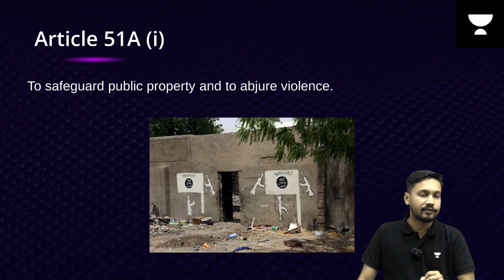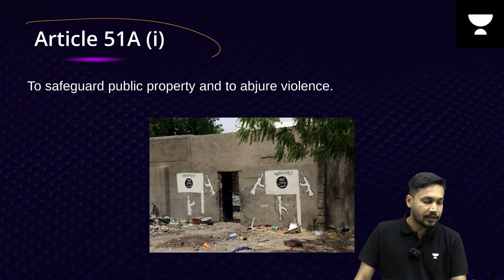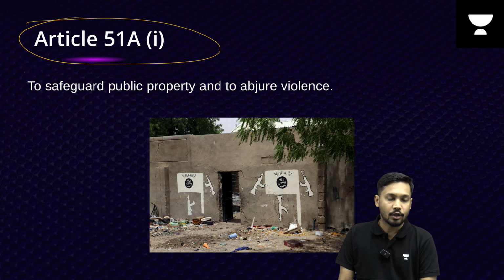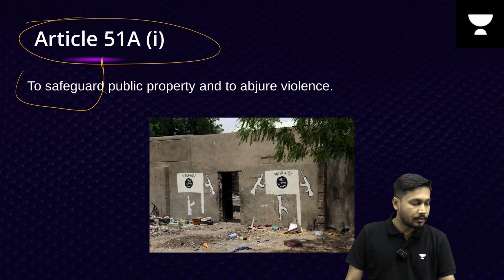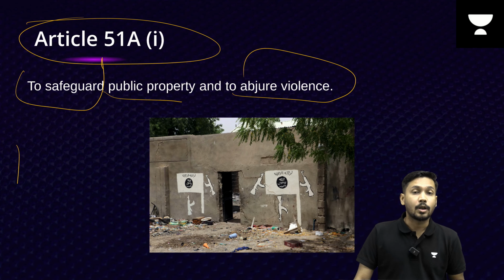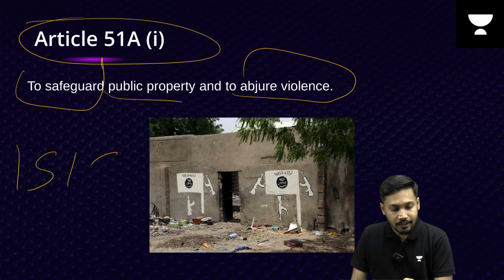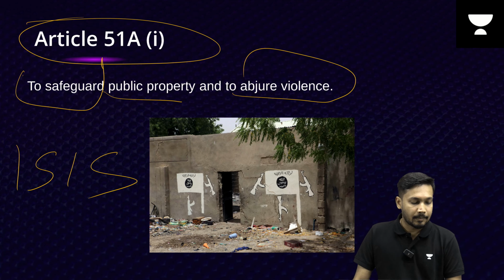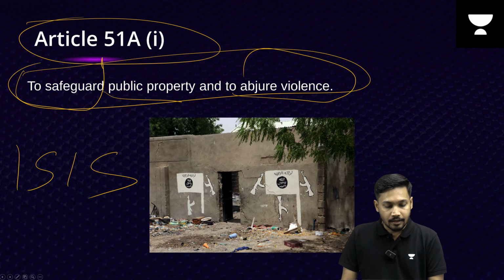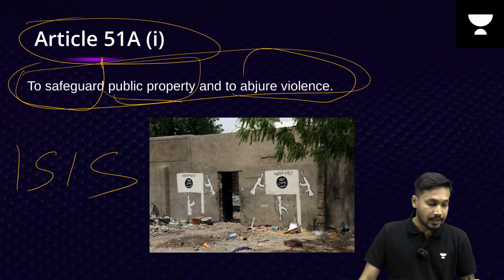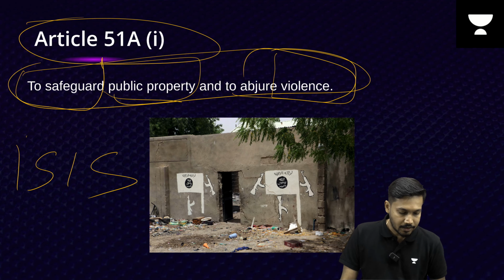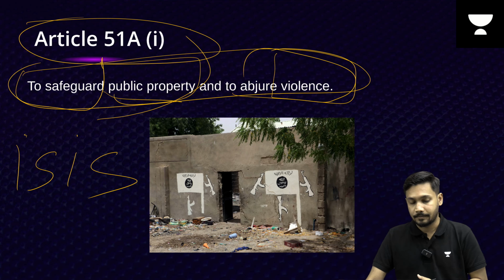Then Article 51A, clause I, to safeguard public property and abjure violence. For this we will remember ISIS. What does ISIS do? Exactly the opposite of this. Public property is destroyed by them, they get into violence. So, that is why we will remember I and ISIS, and this picture will help you remember.